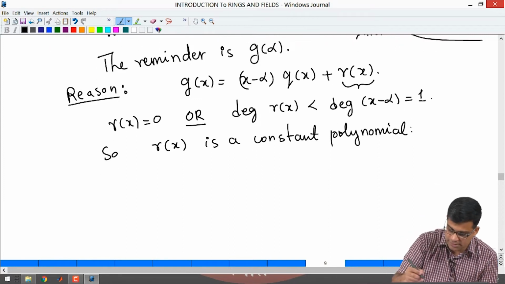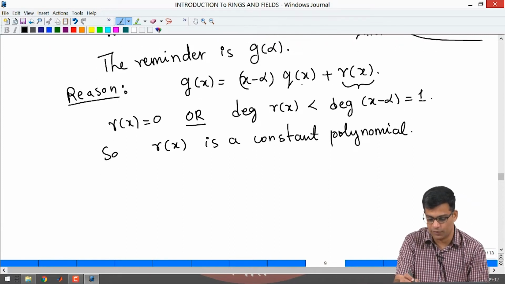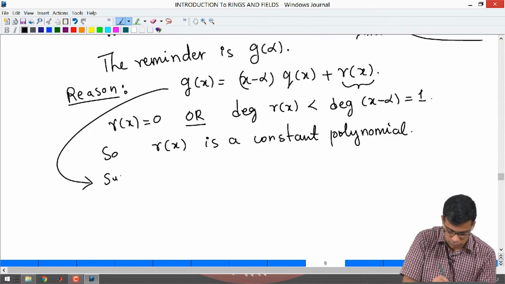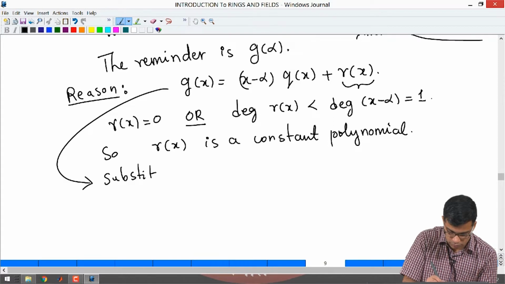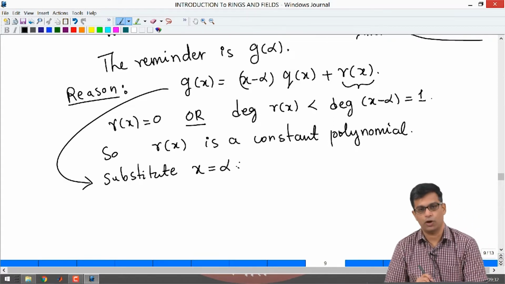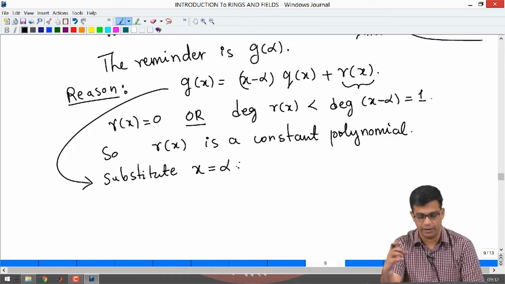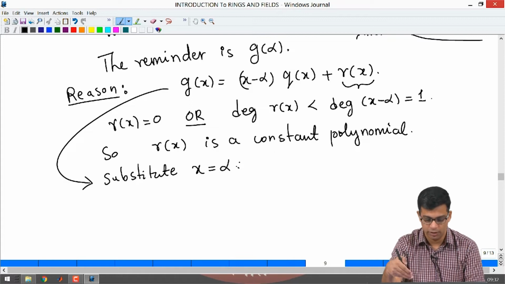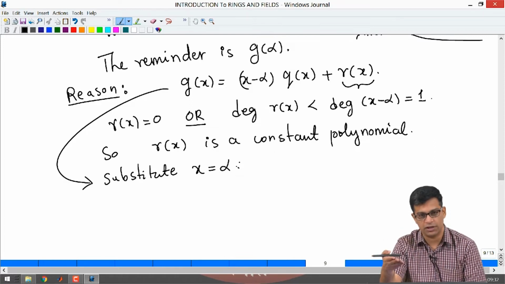Now, let us look at this equation g(x) equals (x minus alpha) q(x) plus r(x) and substitute x equal to alpha. This is an important operation. If you have a polynomial identity and you replace x by a specific element of the ring, you get an equation in the ring.